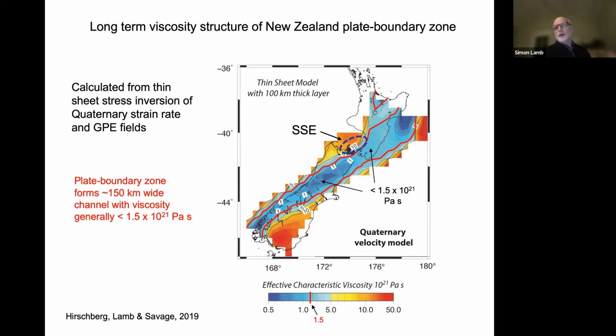And people have done similar calculations for Western North America, the San Andreas system. You can do it in the Alpine Himalayan zone. And those are the sorts of viscosities that you get out of it. So again, all that's saying is that given the strain rates, the stresses can't be that high, or to put it the other way around, given the low stresses and the low strain rates, the system has to be pretty weak.